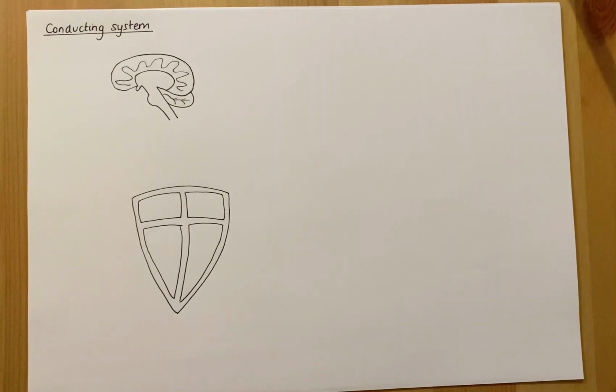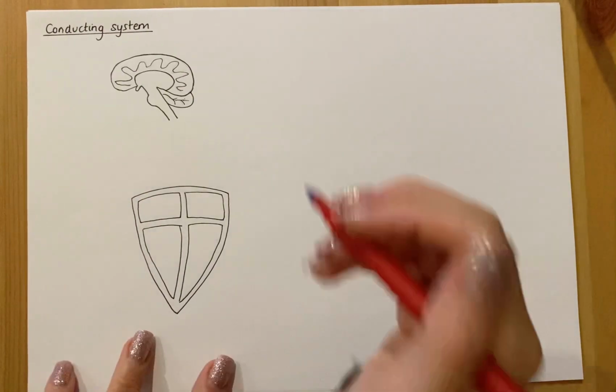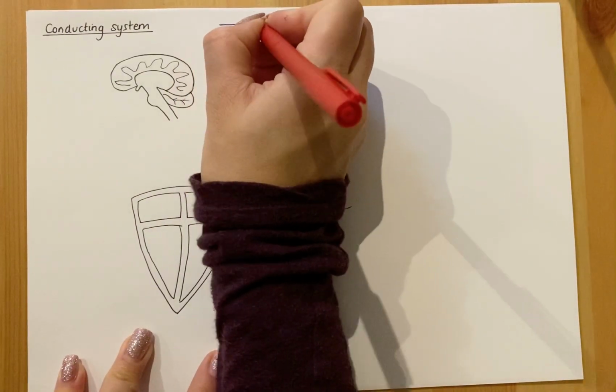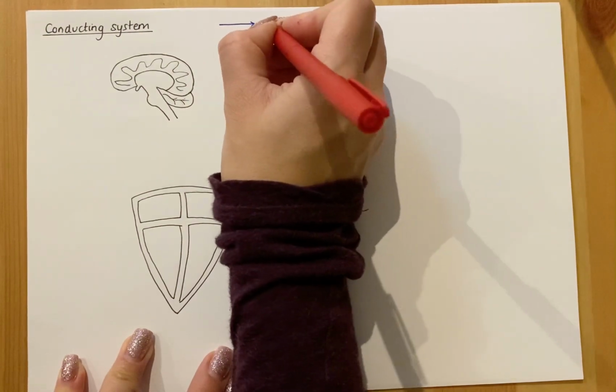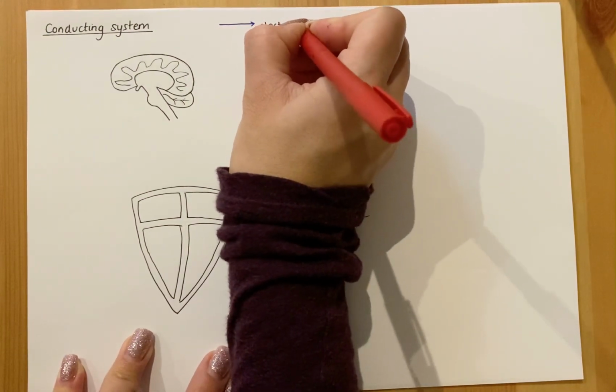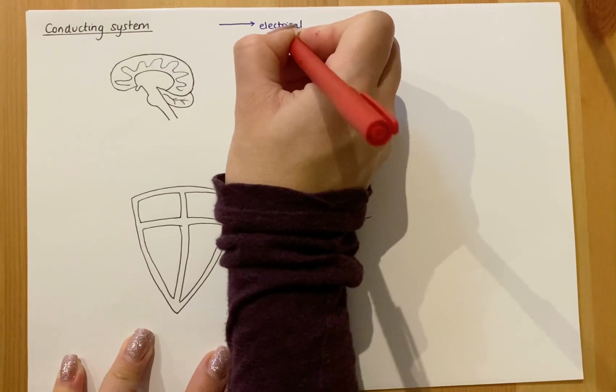You've probably heard of conducting before in terms of electricity, and that is exactly what happens with this. So with the cardiac conducting system, you will actually involve electricity. And this electricity will be in the form of electrical impulses. So anything that I've got that's a blue arrow would be an electrical impulse.